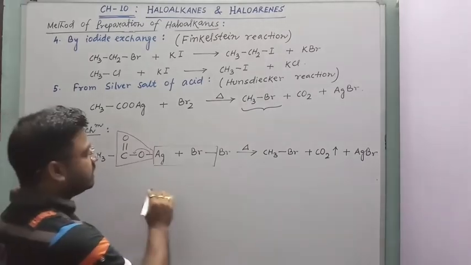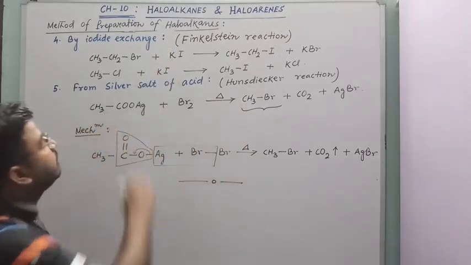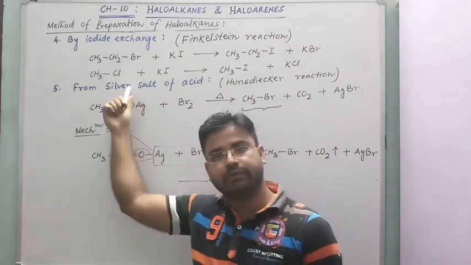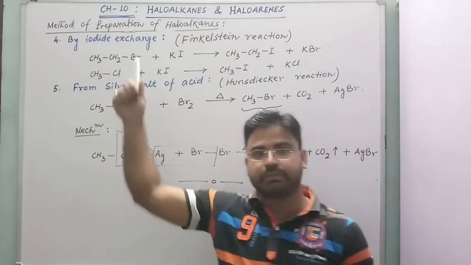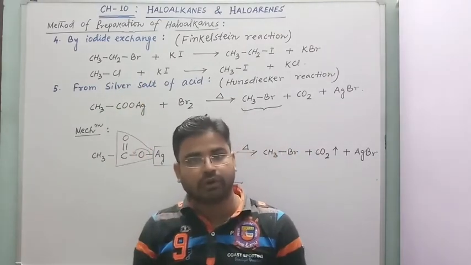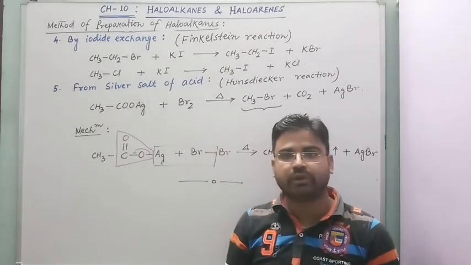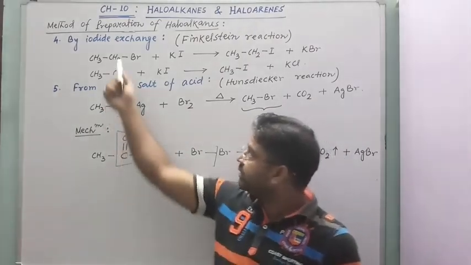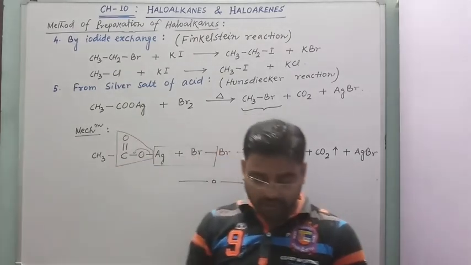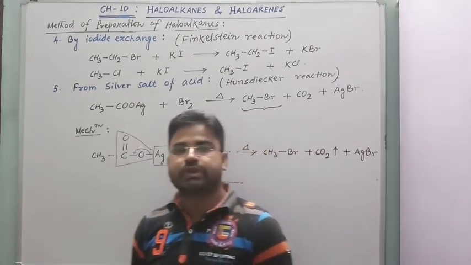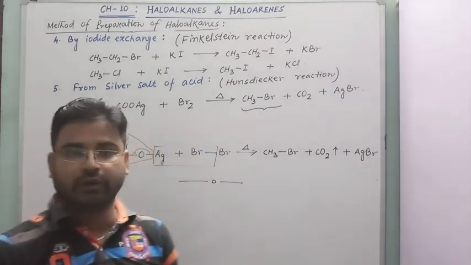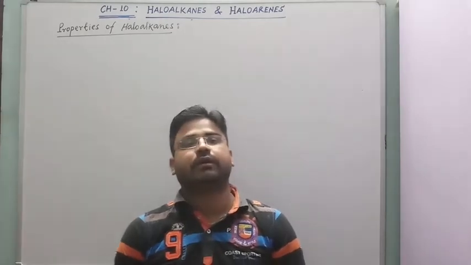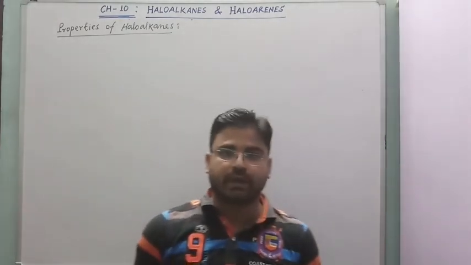Clear? So these are methods of preparation of haloalkanes. From alkane you can prepare haloalkane, from alkene you can prepare haloalkane, from alcohol by iodide exchange method, from silver salt of any acid you can prepare haloalkane. Now, we should study the properties of haloalkane. We can study physical property as well as chemical property.